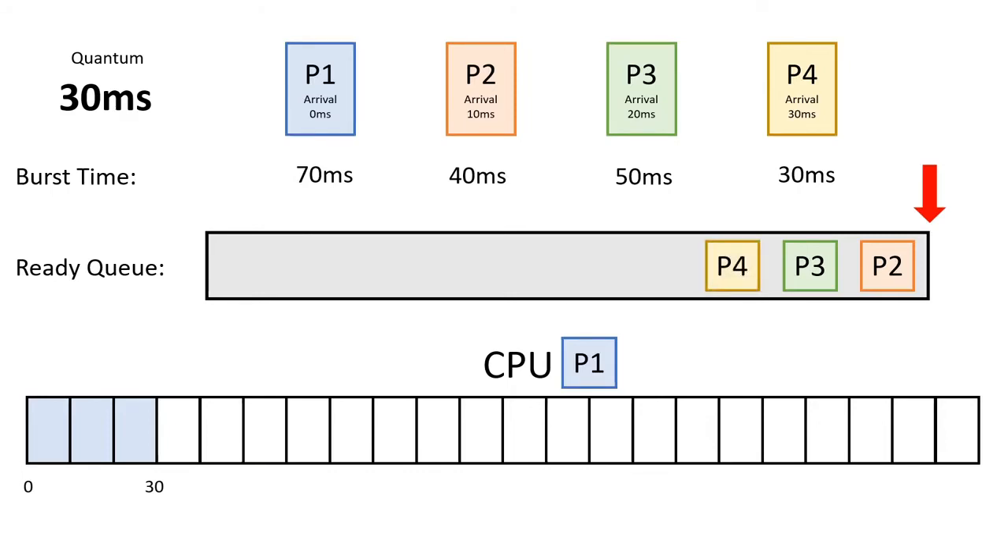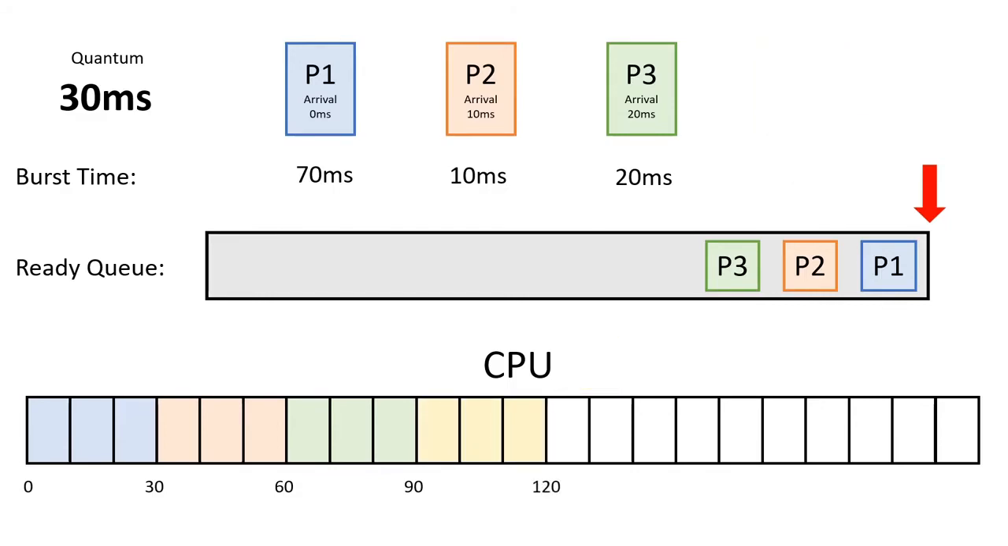After P1 depleted its quantum, it switches into the ready state and is inserted at the end of the ready queue. After that, P2 gets the CPU and uses up its whole quantum. But the process is not done yet. Therefore, it switches into the ready state and is inserted at the end of the ready queue. P3 runs for 30 milliseconds and still needs to run 20 milliseconds afterwards. P4 runs for 30 milliseconds and completes its task. The process is terminated and not sent back to the ready queue.